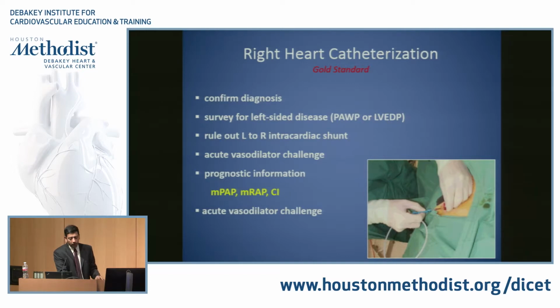Now, just wanted to spend a couple of minutes on right heart catheterization. That really is the gold standard, because that will give you a wedge pressure as well as the mean PA pressure so that you can make a diagnosis of pulmonary arterial hypertension. And also, at the same time, we do an acute vasodilator challenge where we give patients nitric oxide or Flolan or adenosine to see if there is reactivity, because that will determine if the patients would benefit from calcium channel blockers or not.